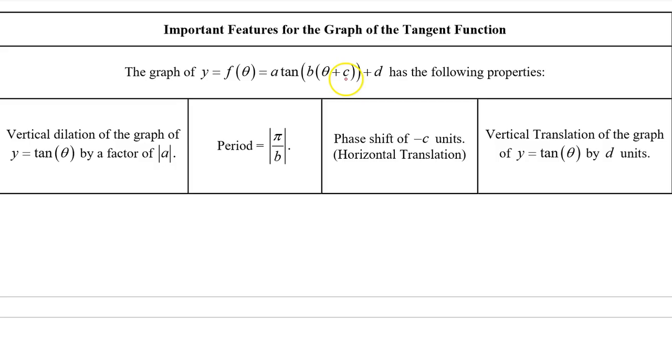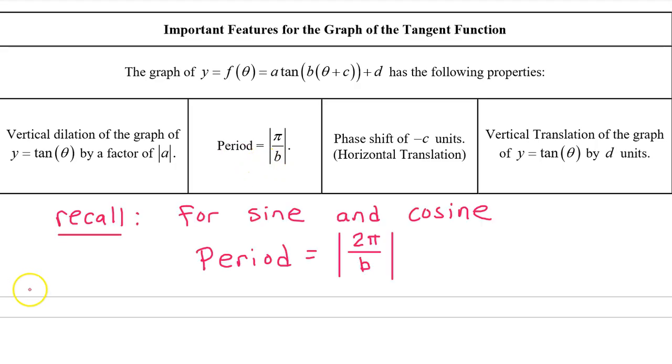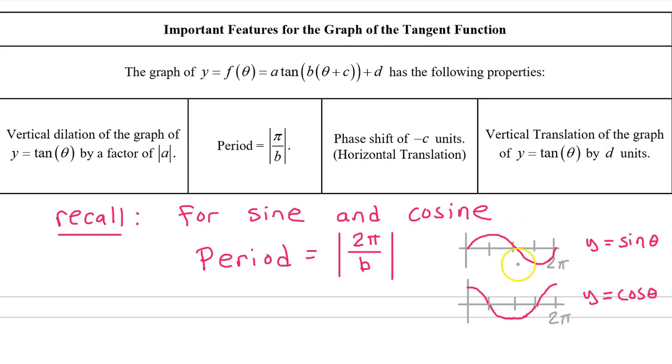The c value is still the opposite of the phase shift, and the d value is still the vertical translation compared to the parent function. But what about this period? Recall that for any sine or cosine function, the period was always given by 2 pi divided by b. But that was because the period of each parent function was 2 pi. So the period of a transformed function was the original period divided by the b value.